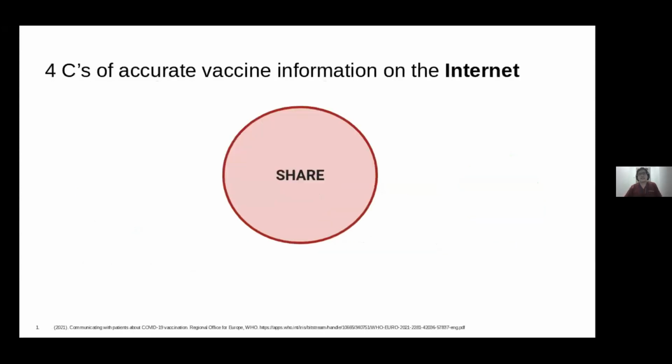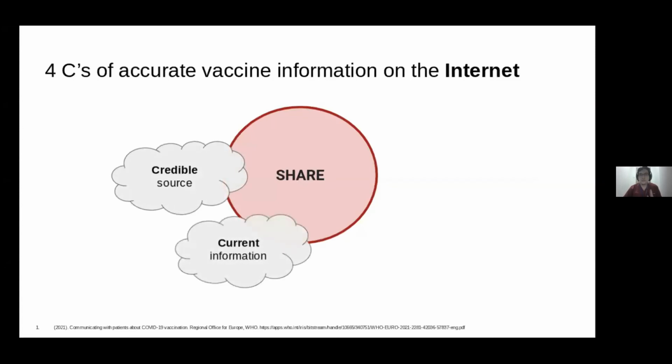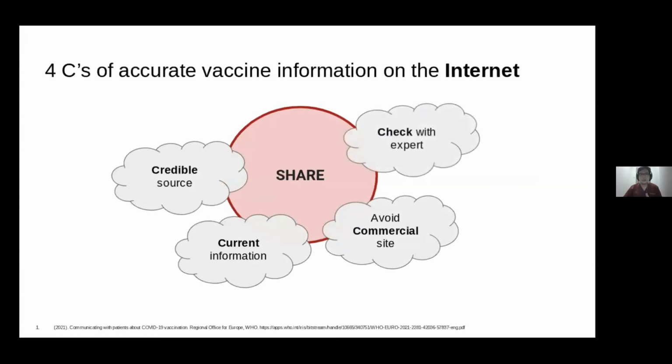Some patients will come with pre-existing information via the internet. So how can we empower them to find accurate vaccine information online? This is some tips easily remembered as 4C to ensure accurate information on the internet that you can share with your patients. 1. Ensure that they get from a credible source. Number 2, ensure that the information is up to date. They get the current information because COVID-19 information is dynamic and it changes day by day. Next, ask them to avoid commercial site. And lastly, ask them to check with the expert because information gathered from the internet does not replace a consultation with healthcare workers. Hence, they must check the fact with healthcare workers.